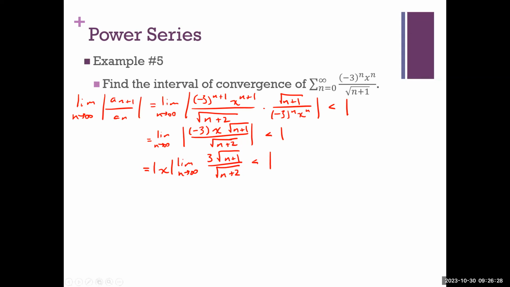Is this a limit we can evaluate? What's going to happen to the numerator and denominator as n starts to increase?